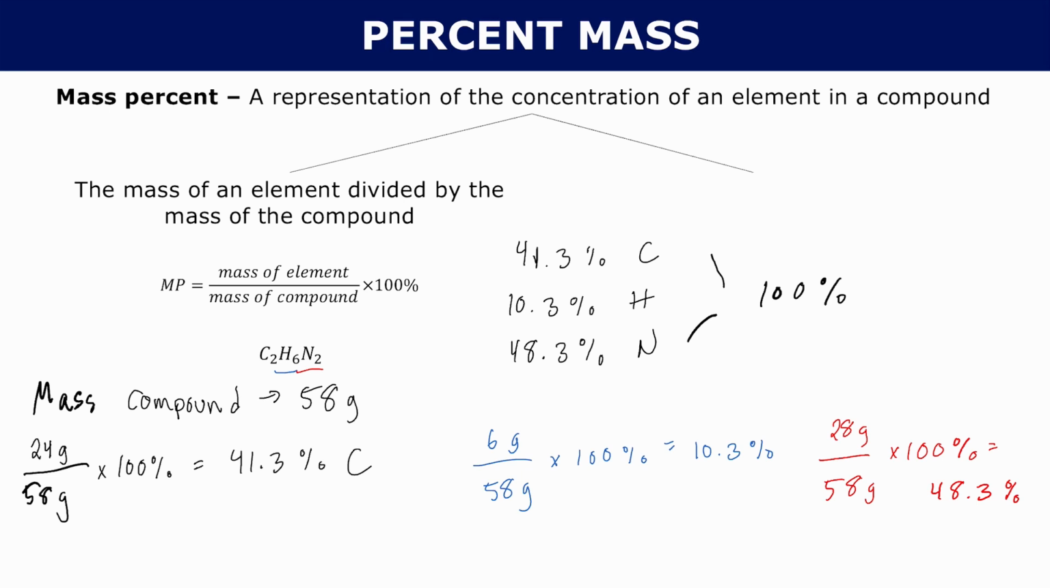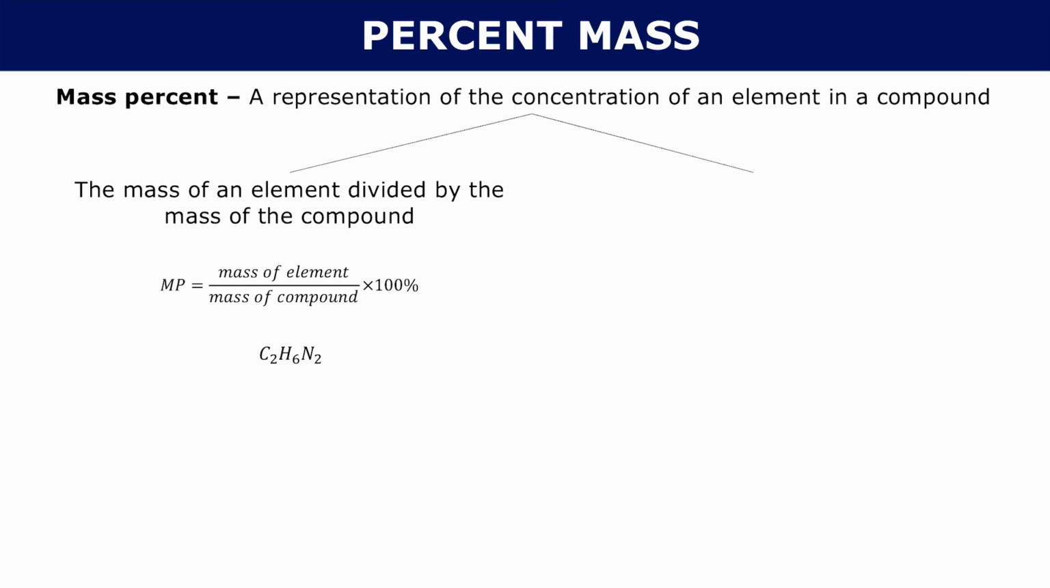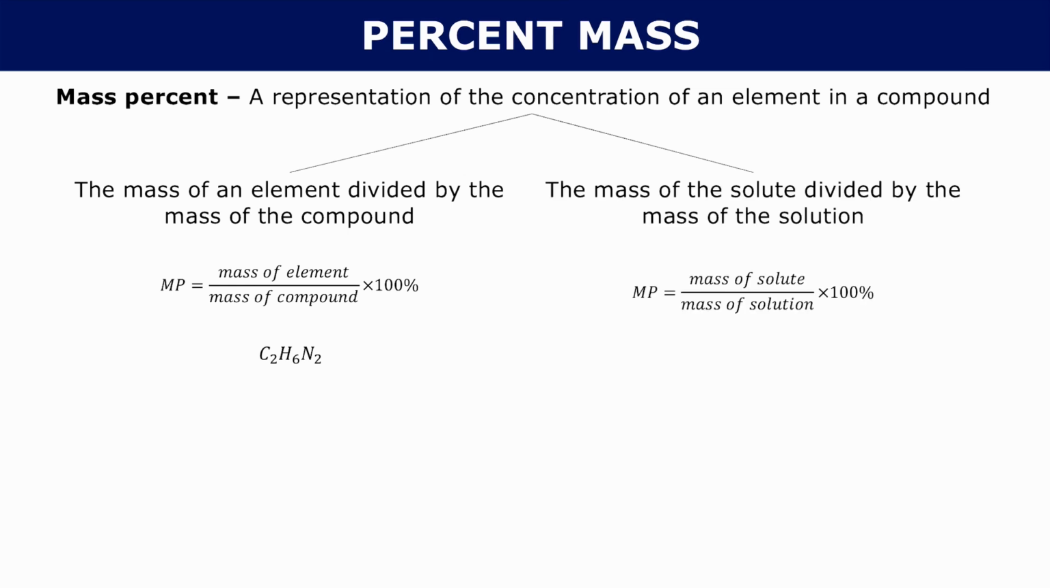All right, let's look at the second type of mass percent, and that is going to be the mass of the solute divided by the mass of the solution. So the first one was more to deal with an element in a compound, and this one is more to deal with solutions. So let's do a practice problem. Find the mass percent of 12 grams of sodium chloride dissolved in 100 mL of water.